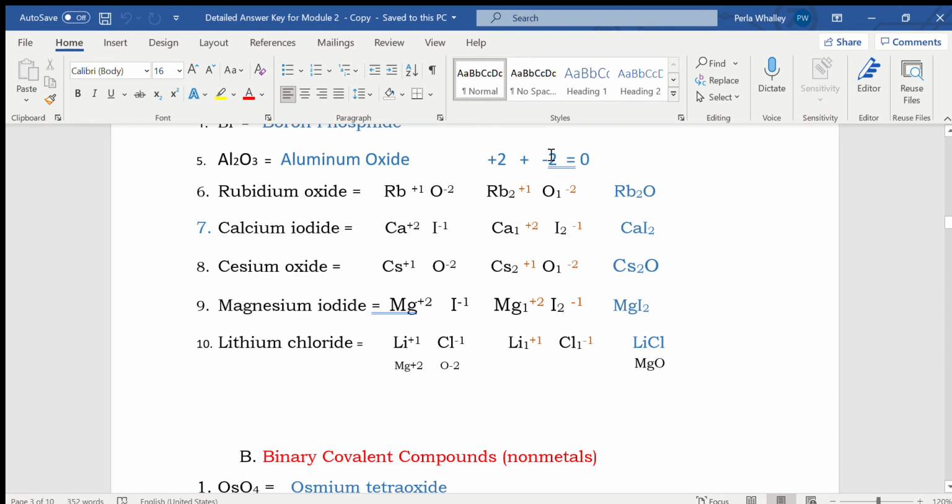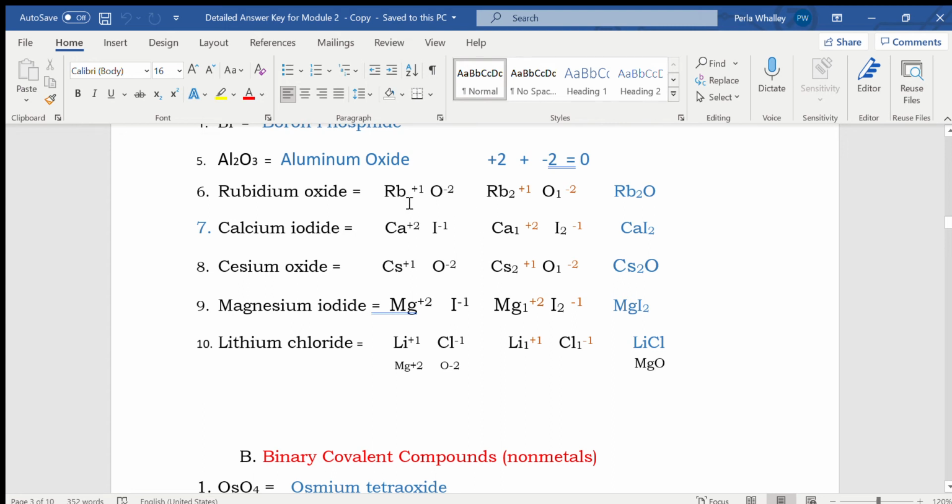Okay, we know, class, that atoms are neutral. So that means the charges should be equal or balanced. That means the positive and the negative charges should be equal. That is why in writing formulas, we need to have this crossover method, or sometimes we call it cross multiplying. Okay, it's the same.